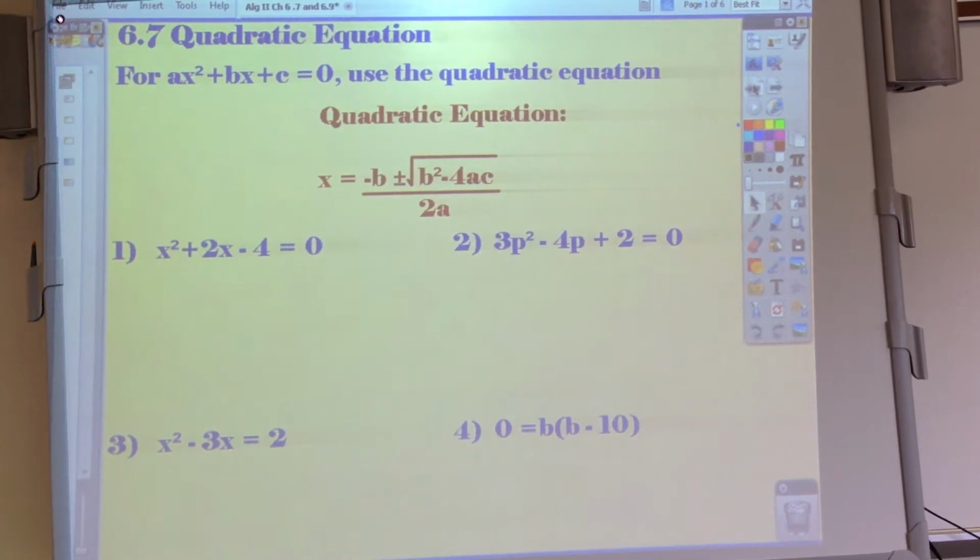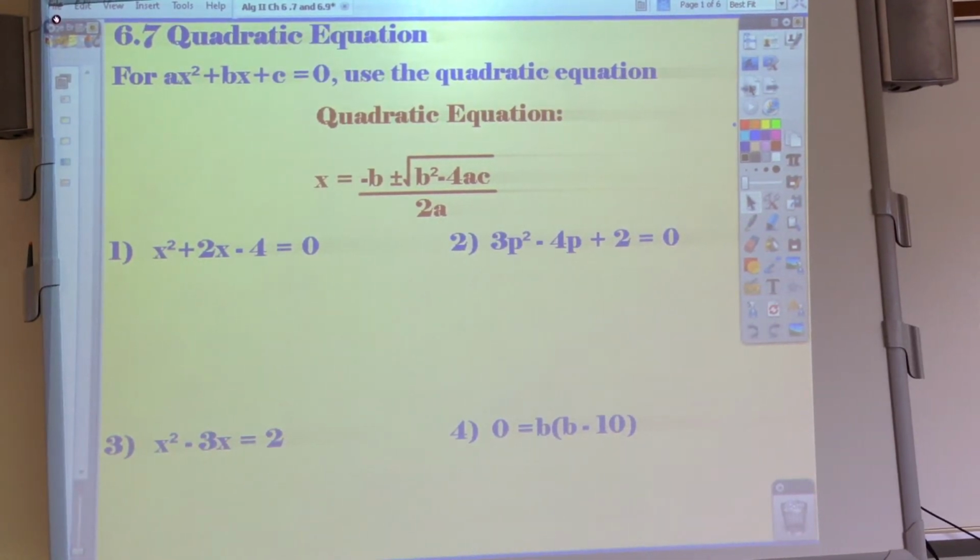Today is section 6.7, the quadratic formula. We are going to use the formula on the board to solve our quadratic equations, just like we had used completing the square to solve our quadratic equations. So go ahead and write that equation down, and we will start with number 1.